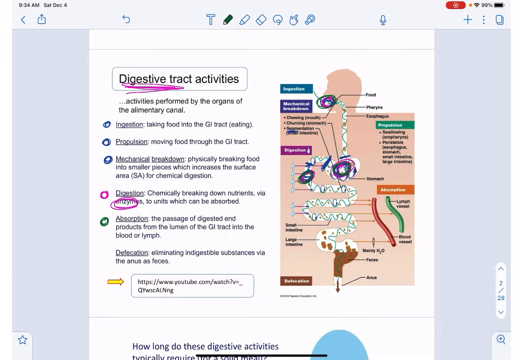What about the large intestine? There is some absorption that occurs at the large intestine. In fact, there's a lot of water absorption because at this point we've pretty much extracted most of the nutrients that we need. And so now we're just trying to prepare it for elimination from the body. And so that involves a lot of water absorption, getting water out of it and compacting it down.